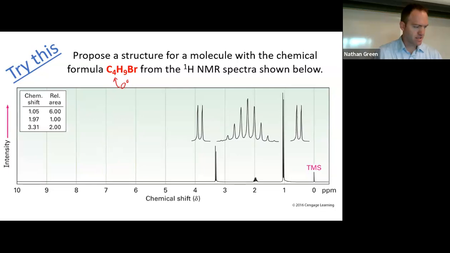The signal at 1.05 is worth 6 protons. The signal at 1.97 here is worth 1 proton. The signal at 3.31 is worth 2 protons. Now, you got to start building with that. Start with the peak on the far right. What does that tell you? 2 methyl groups. Why do you say that, Lily?